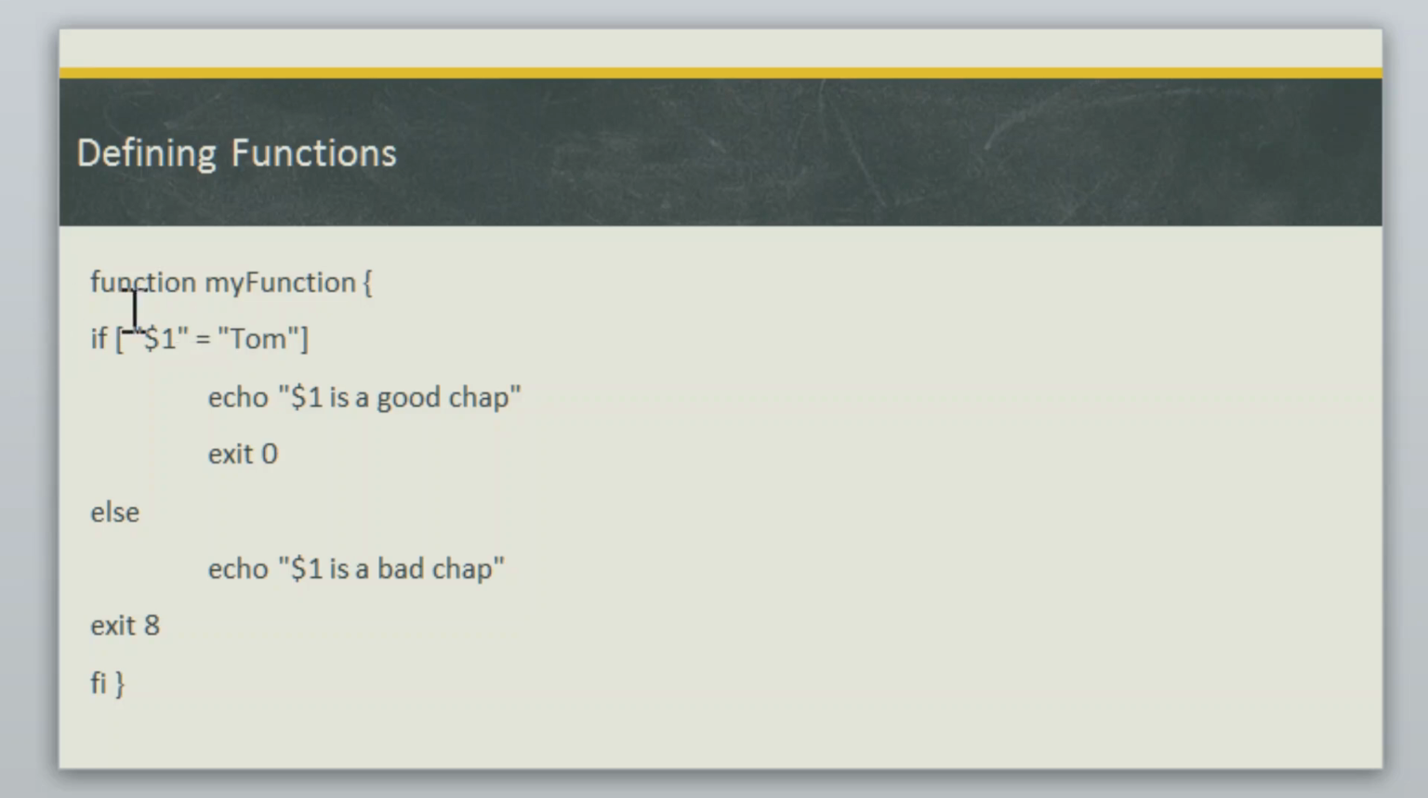So we have an if statement here. If argument 1 equals Tom, echo 1 is a good chap, and we'll exit with a 0 value. Else, echo 1 is a bad chap, and we'll exit with an 8 value. Meaning when the script runs, if it runs successfully, we'll get a value of 0. Otherwise, if it doesn't run successfully, we'll get a value of 8. And then you end it with fi, and you close the body with this curly brace here.